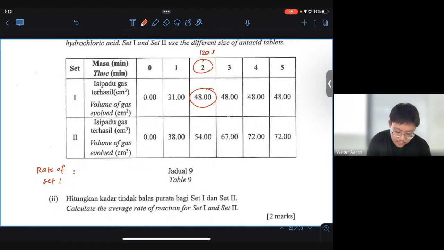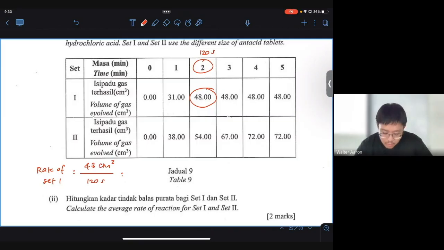So therefore, the rate of reaction for the first set will be 48 cm cubed divided by 120 seconds. So that'll be 0.4 cm cubed per second. Okay, but again, it's up to you. If you want to do it in minutes, also can. So if it's in minutes, it's going to be 48 divided by 2, which is 24 cm cubed per minute. All right.